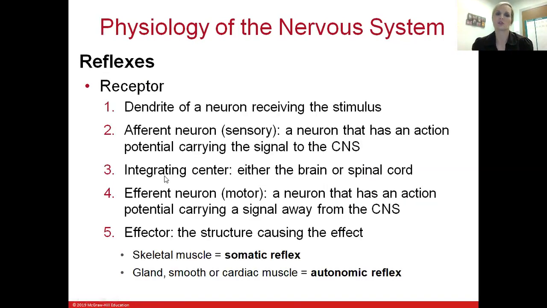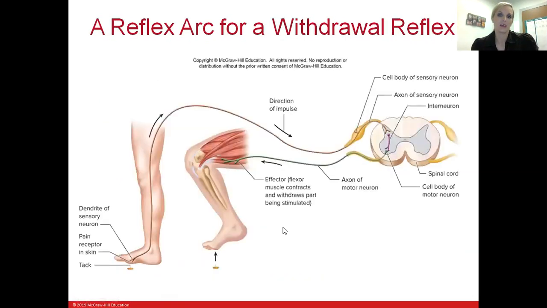So that just shows you that step-by-step process, and you guys don't need to know all that. That's just exactly what we just mentioned. The dendrite of the neuron receiving the stimulus, the sensory neuron that carries that signal to the central nervous system, either the brain or the spinal cord that interprets that message, the efferent neuron, and then the effector. Sometimes the effector can be skeletal muscle, which in that example it was. That's a somatic reflex because it's skeletal muscle. Or perhaps it's a sweat gland, or smooth or cardiac muscle. That's an autonomic reflex then. So this just shows you that process.